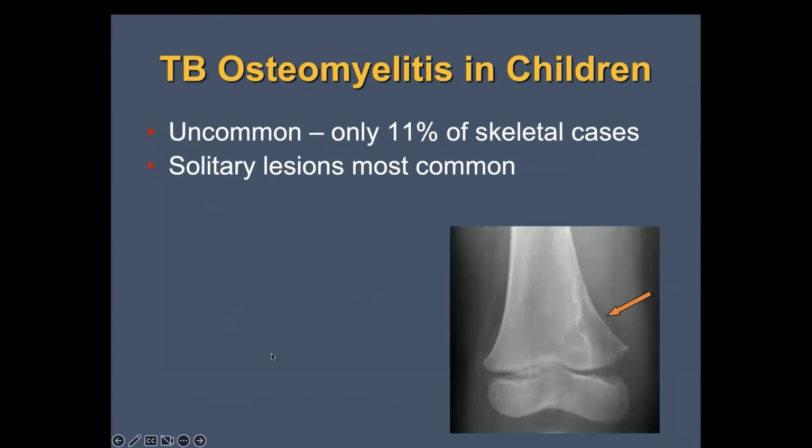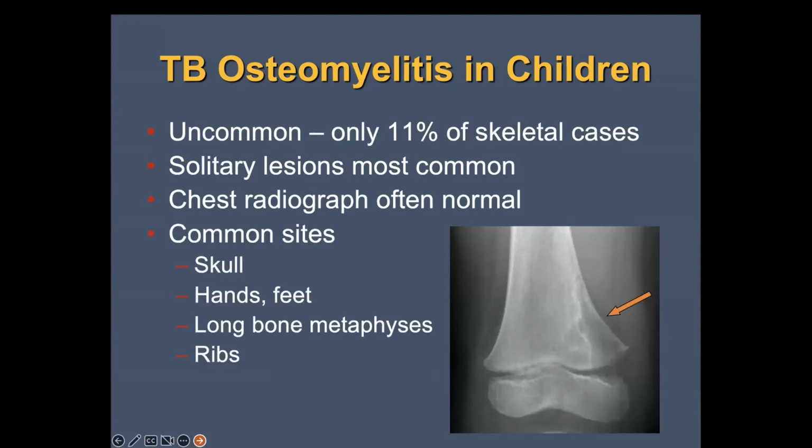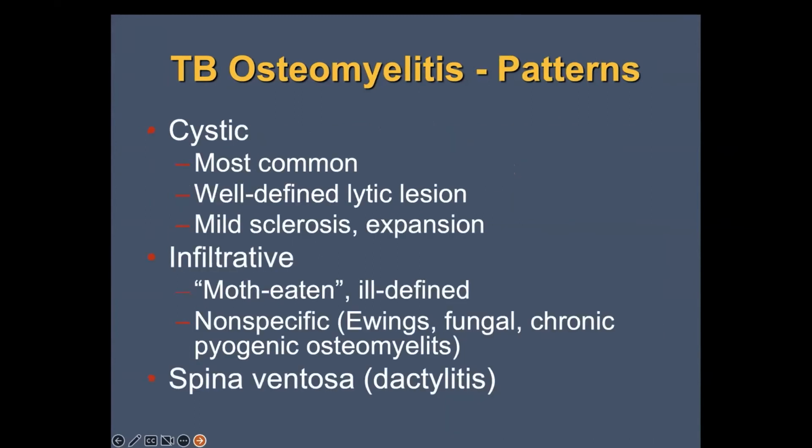And osteomyelitis is really pretty uncommon. We don't see it often at all. It's usually going to be a solitary lesion in one of your bones, and it can happen almost anywhere. And once again, the chest x-rays are often normal in these patients, so you don't have any chest clues that it's TB. The skull is a frequent place, but you can also see it in the long bones, in the small bones of the hands and feet, and even in the ribs.